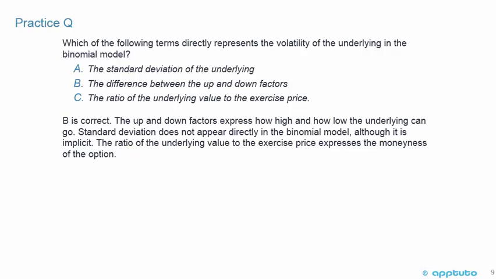The up and down factors express how high and how low the underlying can go. Standard deviation does not appear directly in the binomial model, although it is implicit. The ratio of the underlying value to the exercise price expresses the moneyness of an option. Okay, so the correct answer is B. Which of the following terms directly represents the volatility of the underlying? It's the difference between the up and down factors.